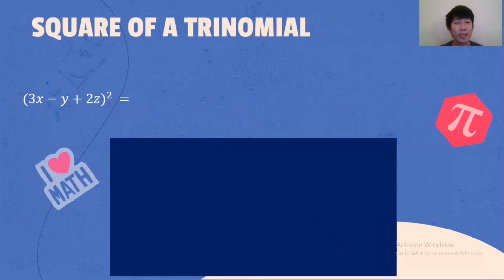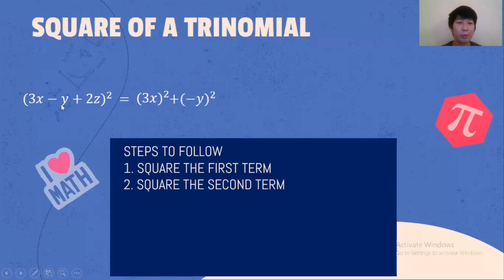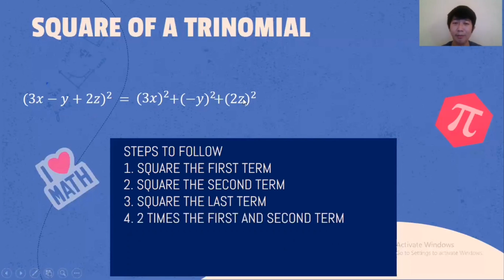The quantity of 3x minus y plus 2z, where 3x will be our first term, negative y will be the second term, and 2z will be the last term. Steps to follow. First one, square the first term, 3x. Next one, square the second term, negative y. Square the last term, that's 2z.